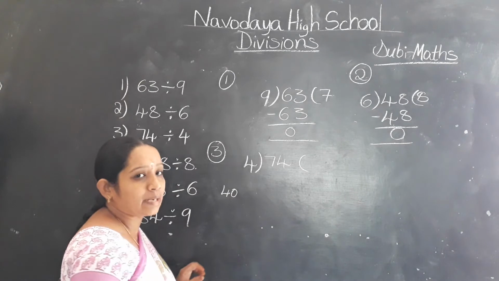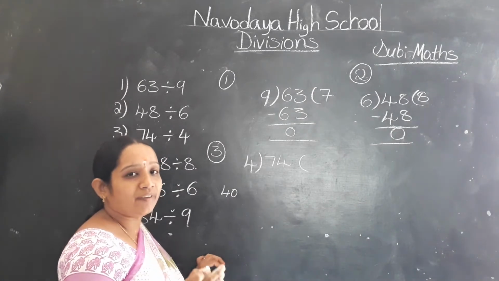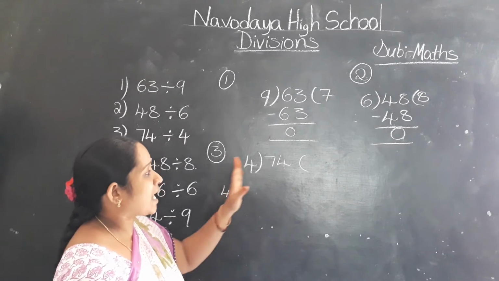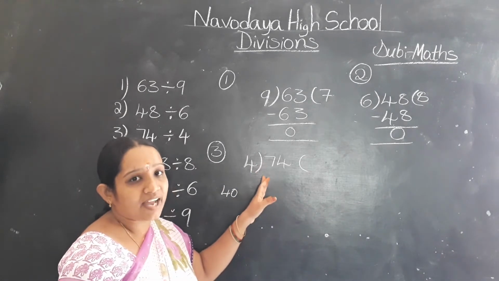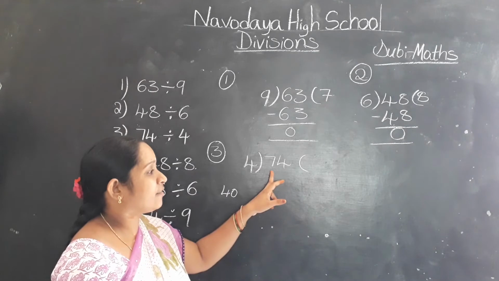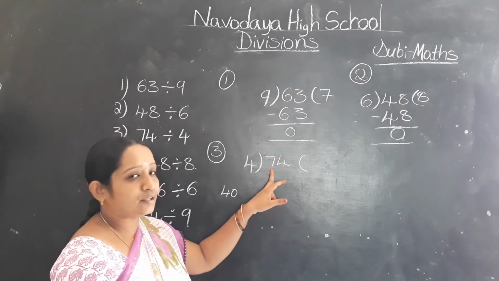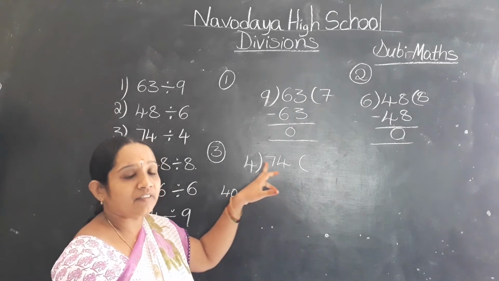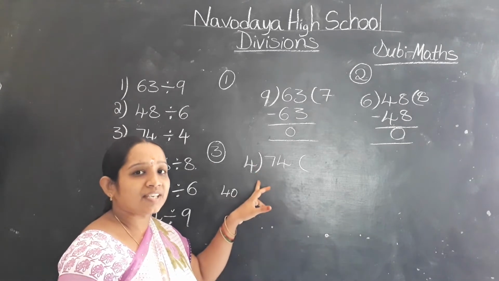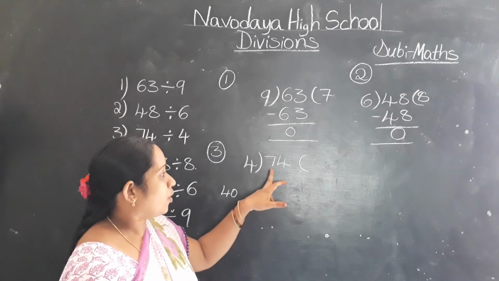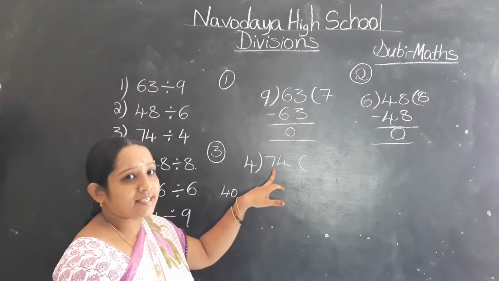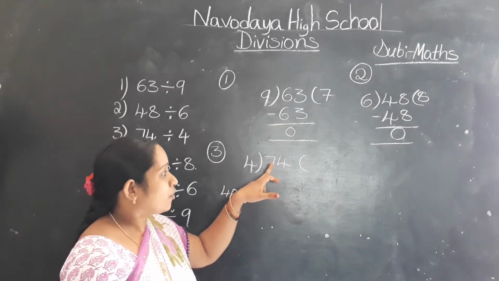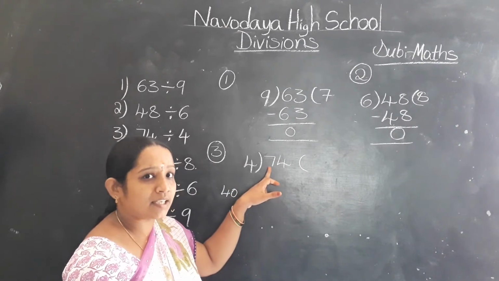In addition, subtraction, multiplication, we will start with the ones place. But in the divisions, we will start from our left hand side. That means if the dividend is a 2-digit number, you will start with the tens place first. If there is a 3-digit number, you start from the hundreds place. Here this is a 2-digit number. Here tens place value is 7. So we will take only tens place digit here.